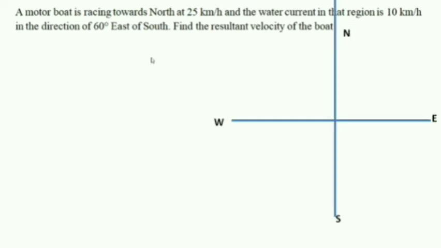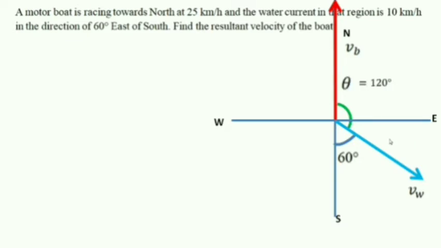In order to solve this question, we have to make use of a diagram. So this is north, south, east, west, and the boat is going towards the north. The velocity of the boat is towards the north, and the velocity of the current is 60 degrees east of south. From south it is going towards the east with an angle of 60 degrees. So this is the velocity of the water current. Now you can see this angle is 90, so the leftover angle is 30 degrees, and here is 90 degrees. So the angle between the two vectors is 90 plus 30, that is 120.